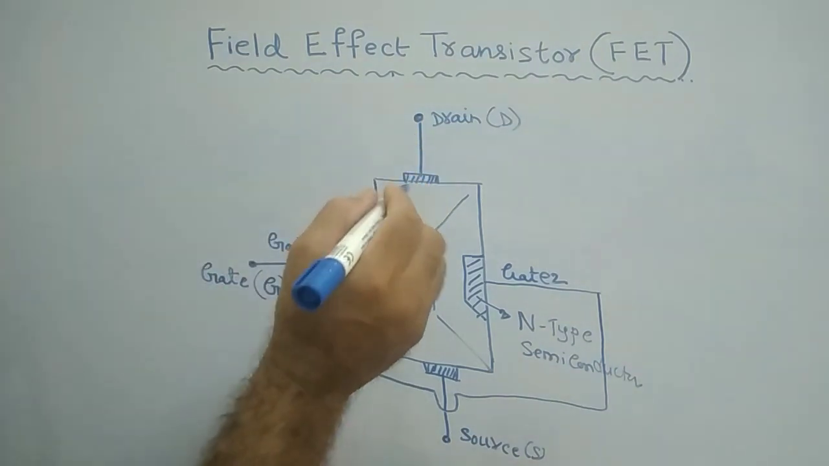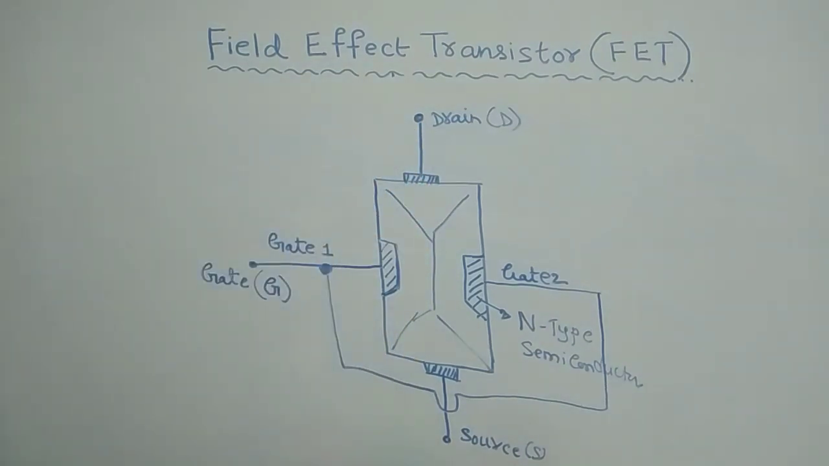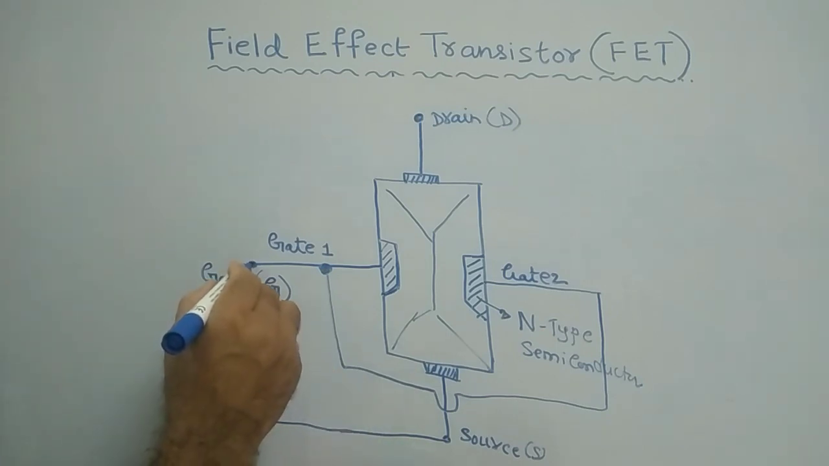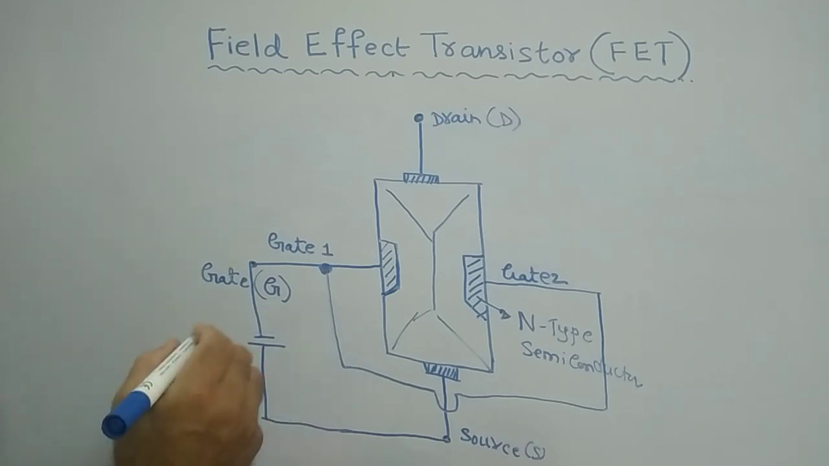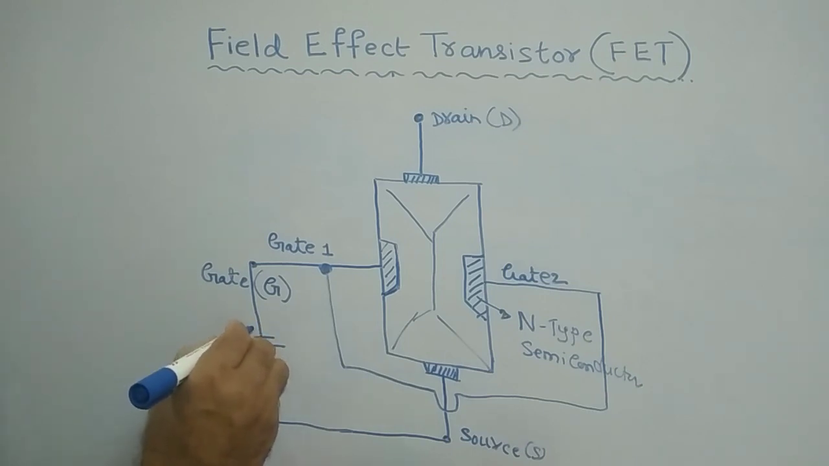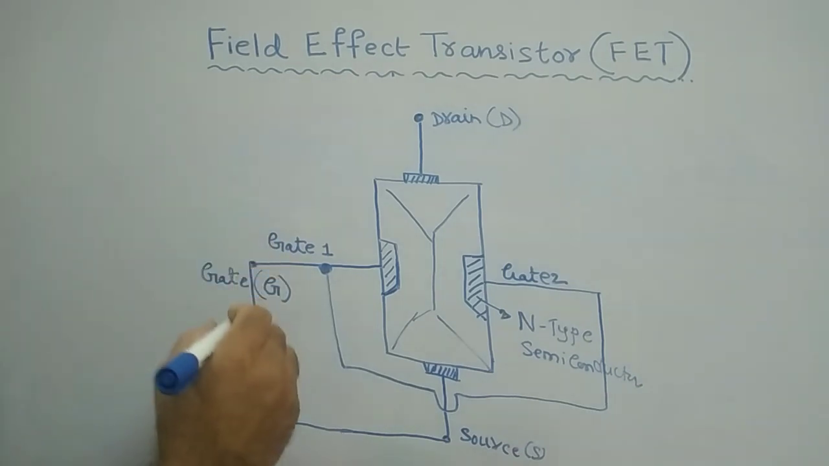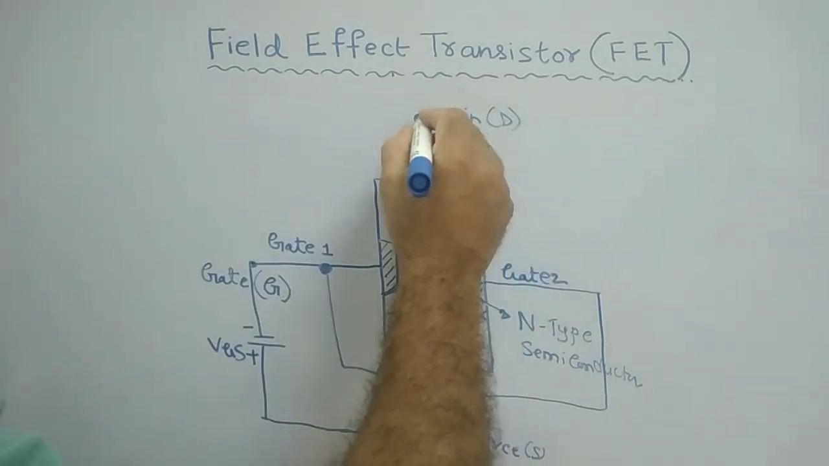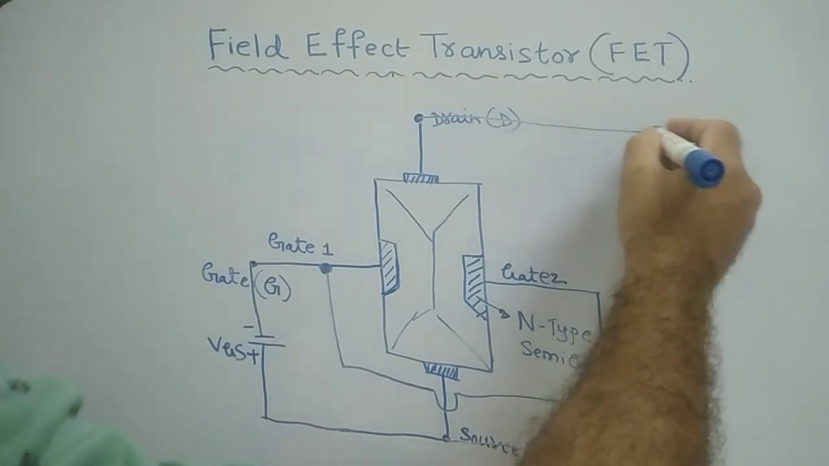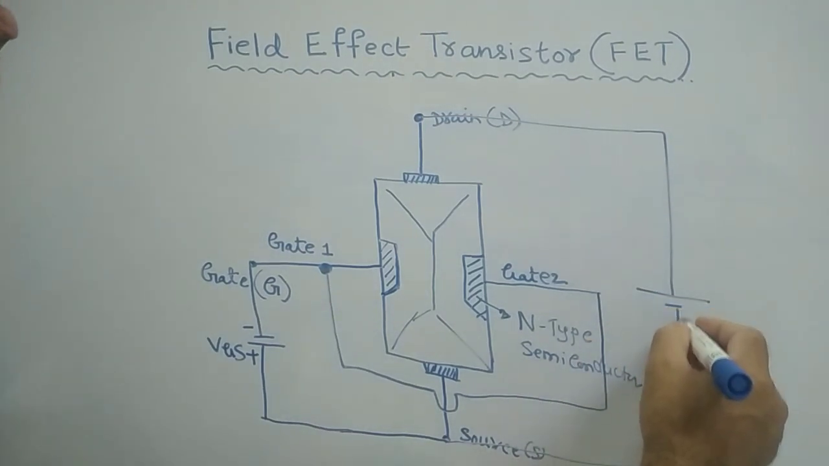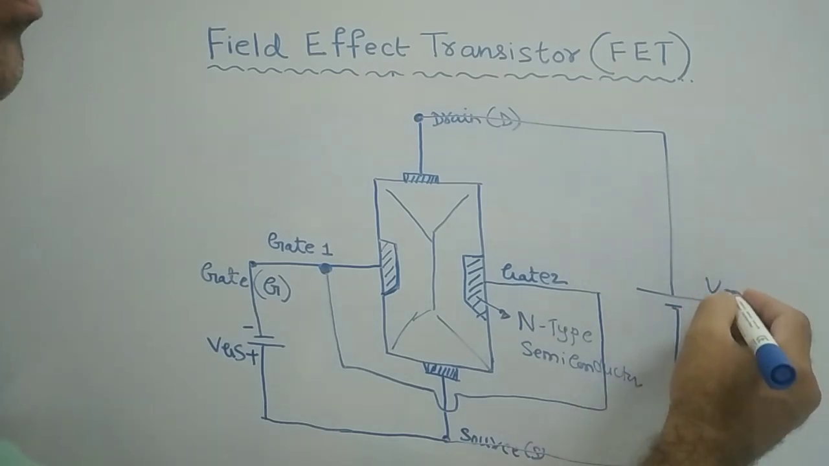Now in between these two, between gate and source, some voltage will be given. This is called VGS. Normally a negative voltage is applied here. And between drain and source also, some voltage will be connected like this. This is called VDS.